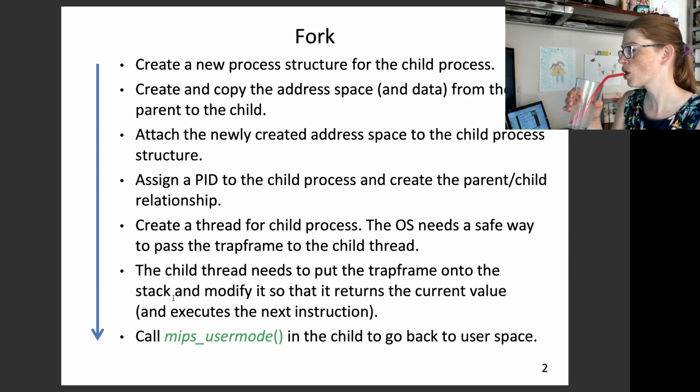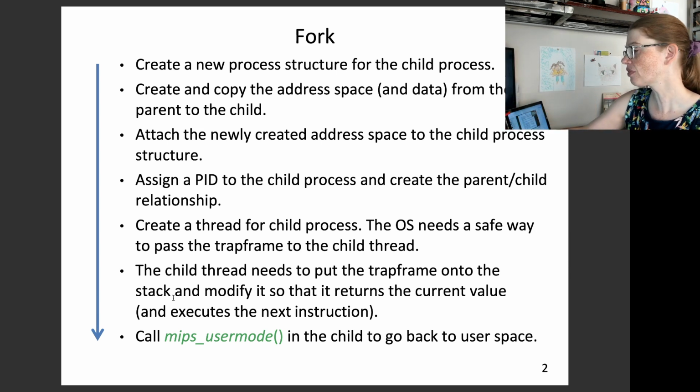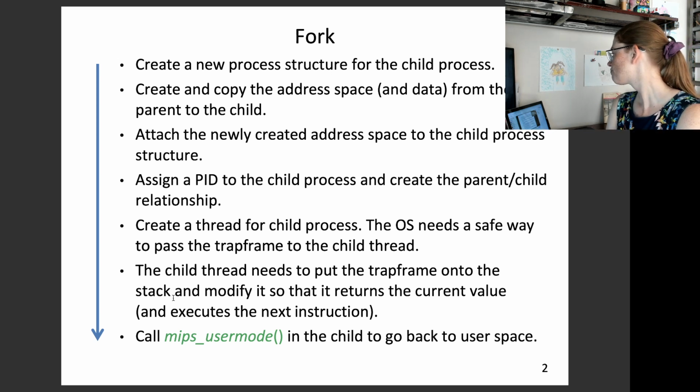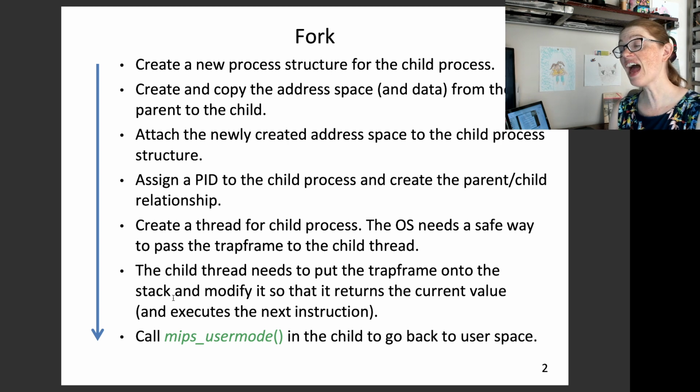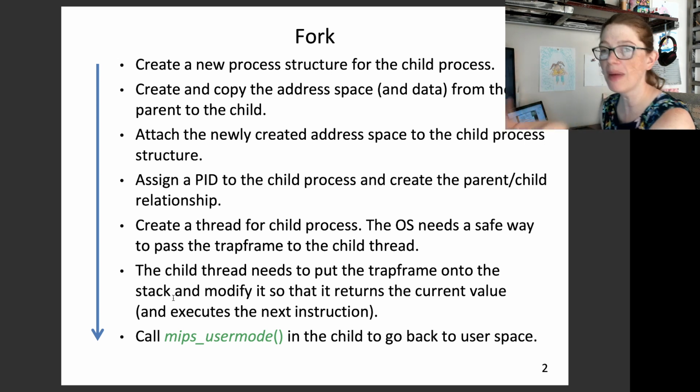All right, let's start with fork. So what you're going to do is start by creating a new process structure for the child process. Fork is creating a new process, so you need to create a new process structure. Now, when you create a new process structure, you don't get an address space. So you're going to have to create a new address space for the new process and then copy the contents of the parent's address space into the child's address space. And then, of course, once you've populated the child's address space, you'll attach it to the actual process itself.